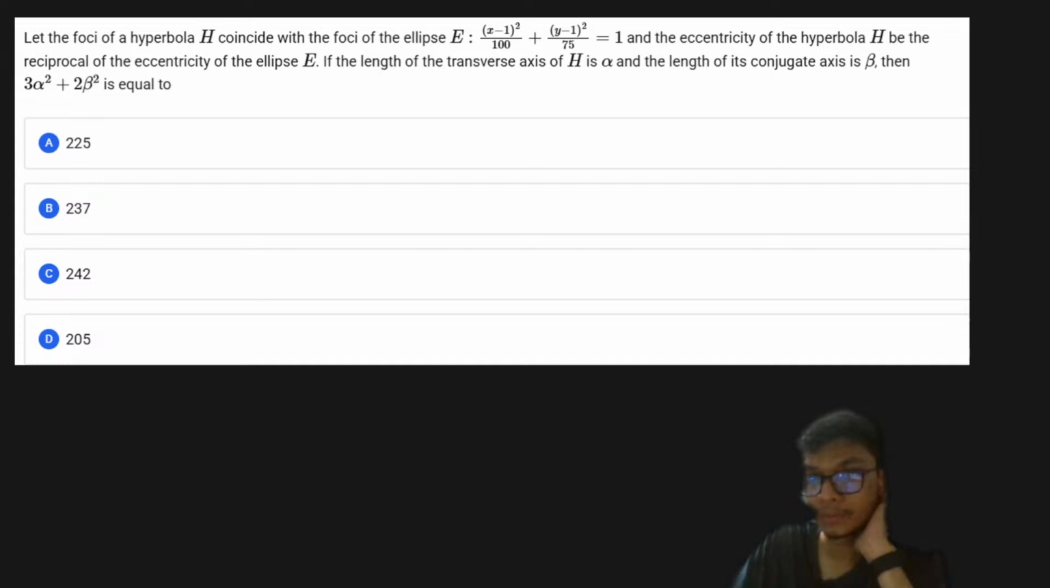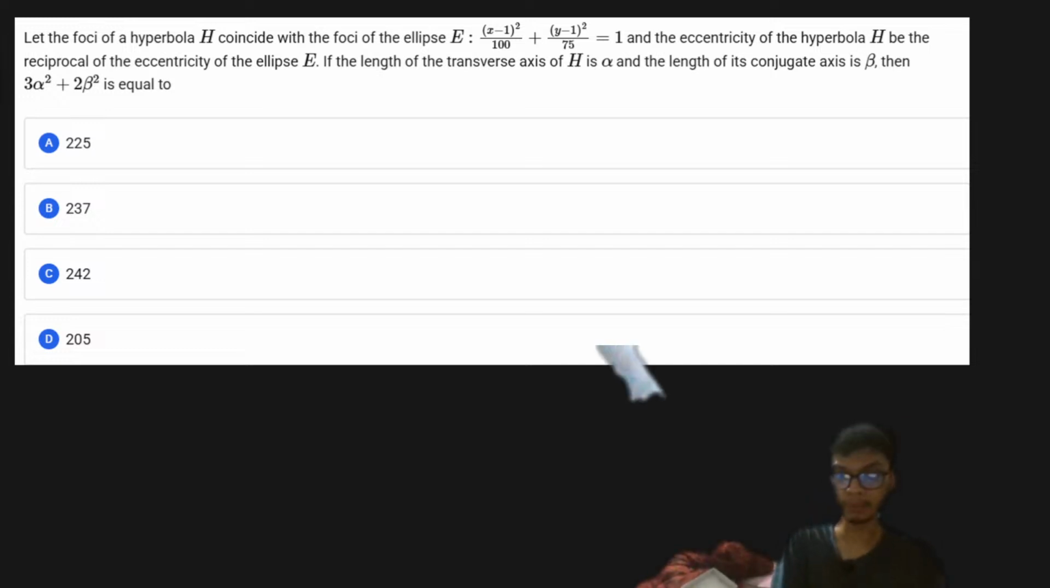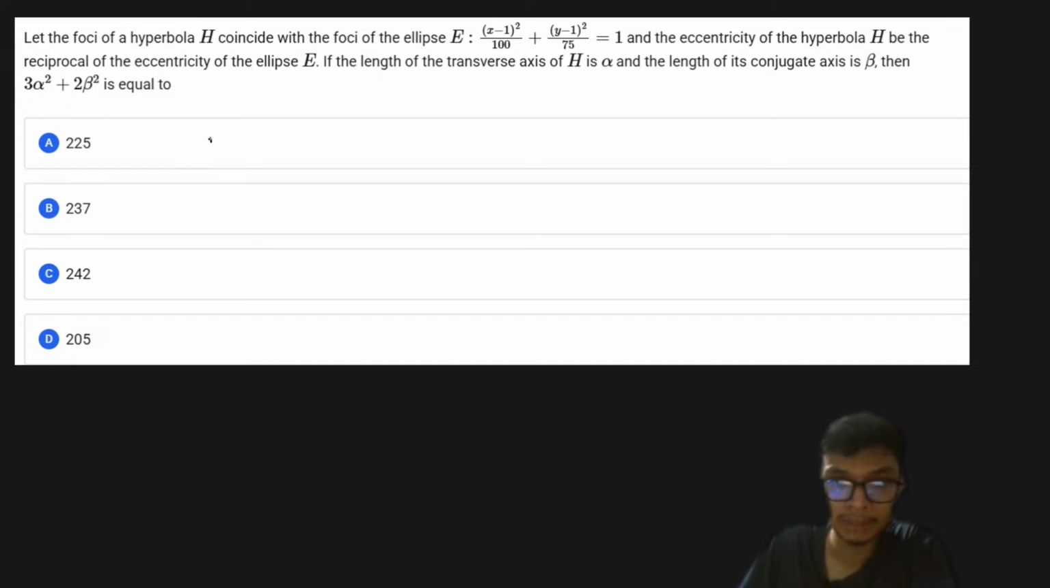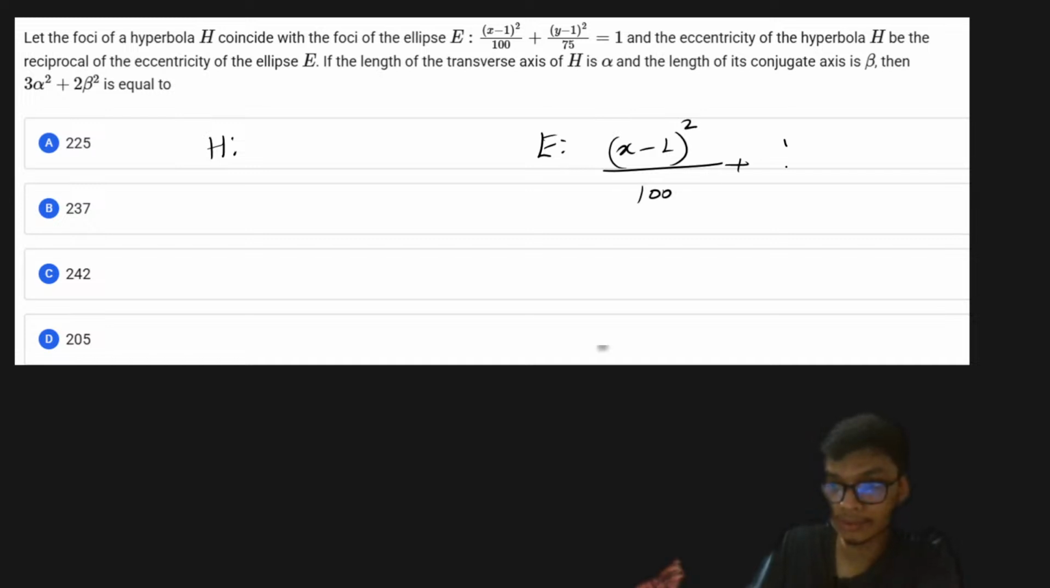With the next problem, we have again an interesting problem. I say that the questions are not going to be difficult, rather they are going to be tricky, right? Some people who have prepared the concepts very nicely from the basics are going to do very well in this particular exam, right? It is said that the focus of a hyperbola H coincides with the focus of the ellipse given as x minus 1 whole square divided by 100 plus y minus 1 whole square divided by 75 is equal to 1, right?